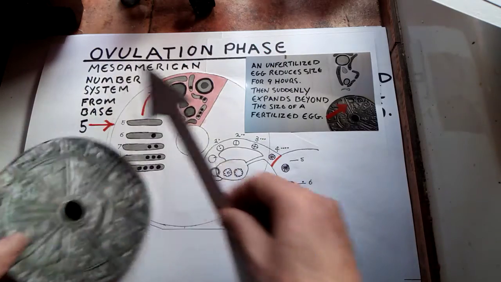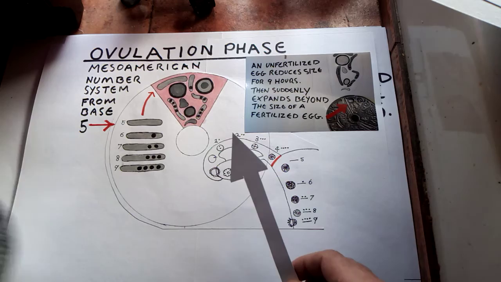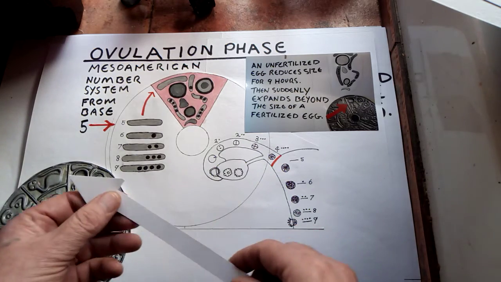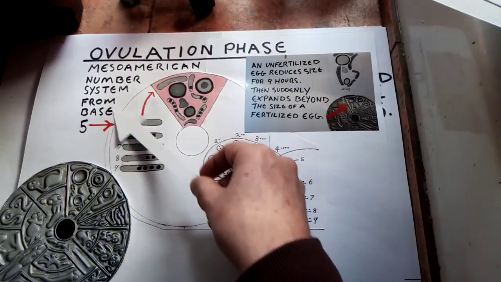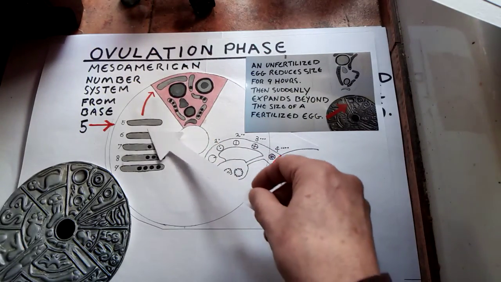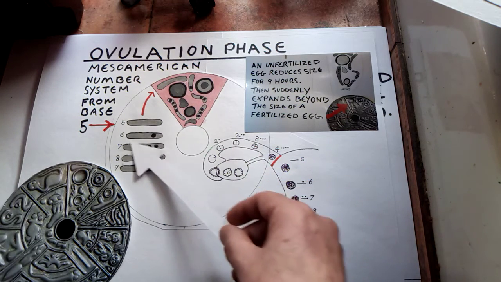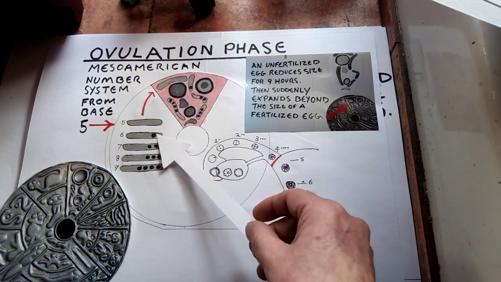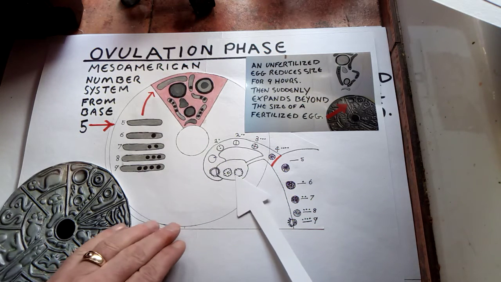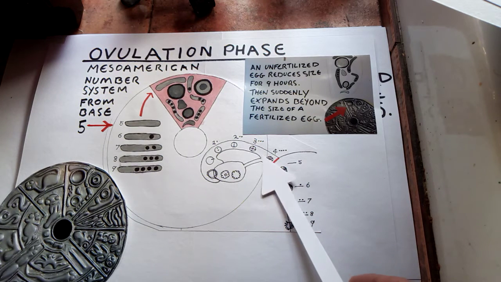Now here, it's the ovulation phase. Showing here, a very early number system from Mesoamerica, showing the 5 as a 1 line, 6 as 1 line, 5 with 1.6, and so on. And it takes 9 days for an egg to travel through the fallopian tubes.